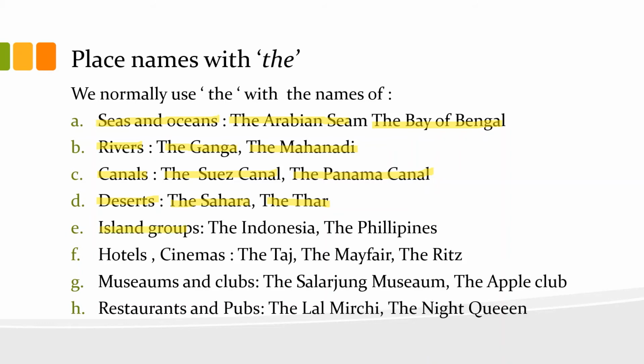With the names of island groups like the Indonesia, the Philippines, etc. With the names of hotels like the Taj, the Mayfair. With the names of cinemas like the Rich, the Stuti, the Sriya, likewise. With the names of museums like the Salarjung Museum. With the names of clubs like the Apple Club. With the names of restaurants like the Lal Mirchi. With the names of pubs, meaning public places, like the Night Queen, etc.